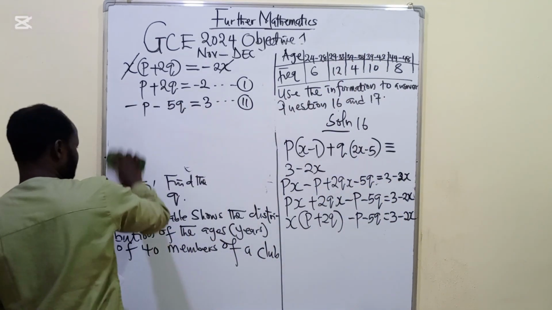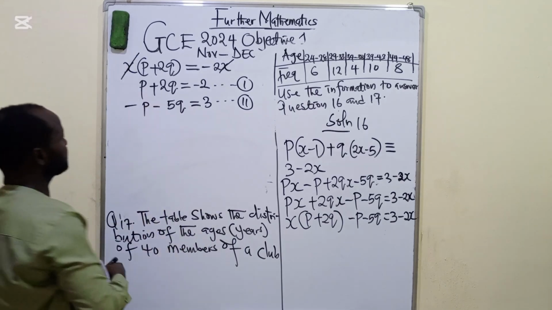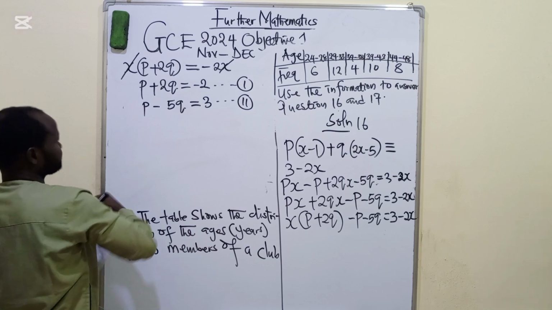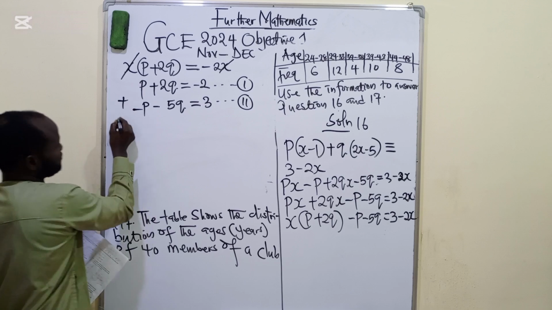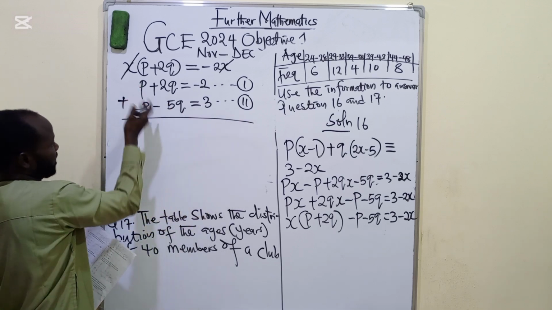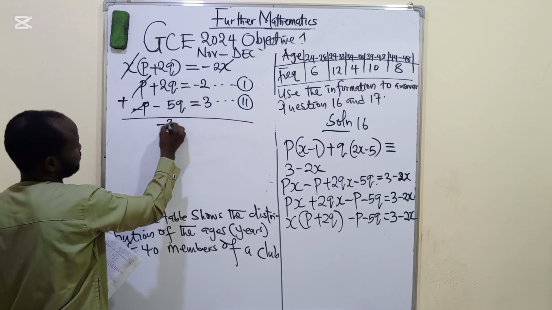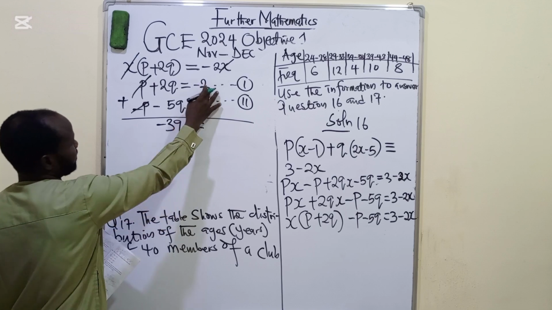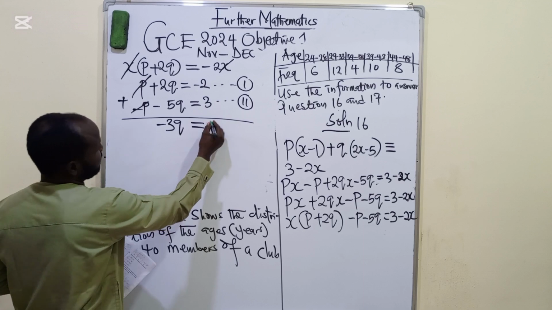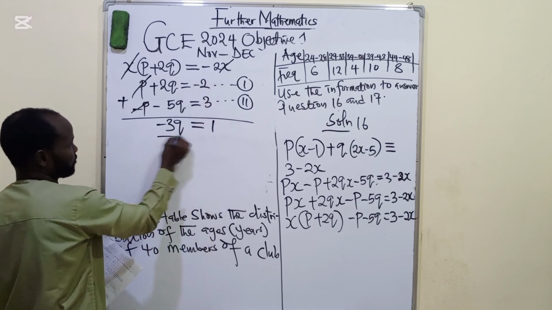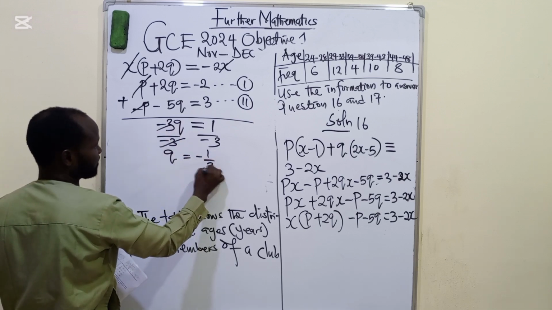Let me clean here because we are asked to find the value of p and q. So let's solve this simultaneously. We can easily eliminate p. If we add these two equations, p minus p will be 0. 2q plus minus 5q, that will be minus 3q. This will now be equal to minus 2 plus 3. Minus 2 plus 3 will be 1. We divide both sides by minus 3. q now will be equal to minus 1 divided by 3.